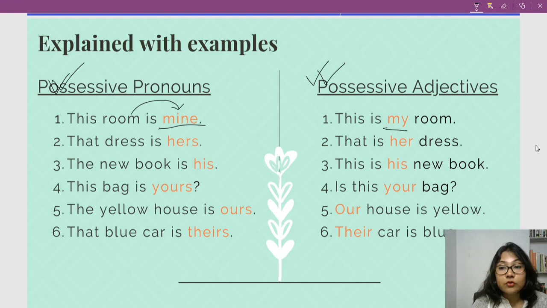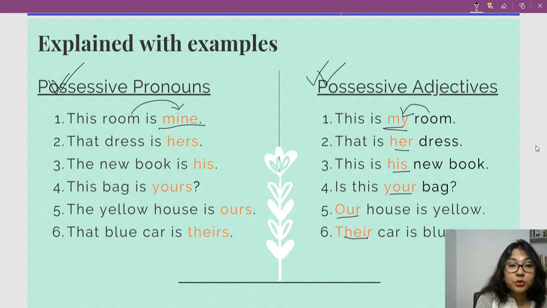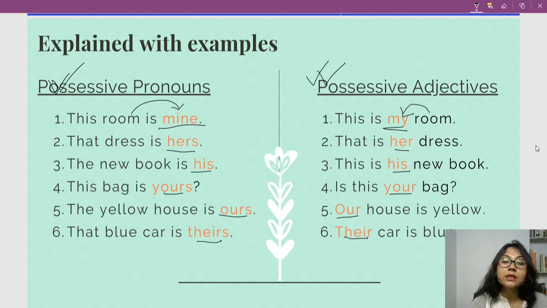This is my room. My is placed before the room. That is before the noun. So in each and every case, you see her dress, his book, your bag, our house, their car. The possessive adjectives are placed before the nouns. In the same way, on this side you see the possessive pronouns, hers, his, yours, ours, theirs. They are all placed after the noun and they show the possession.